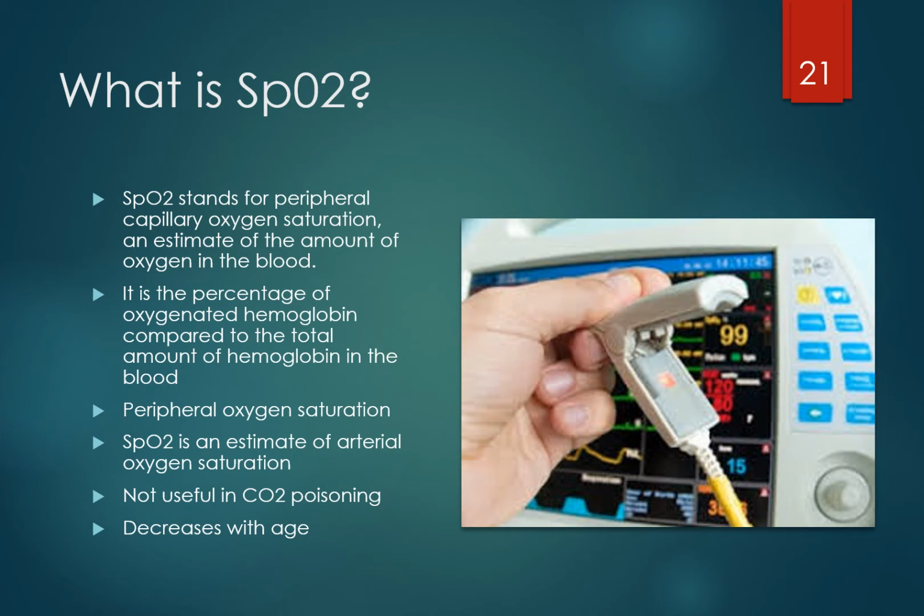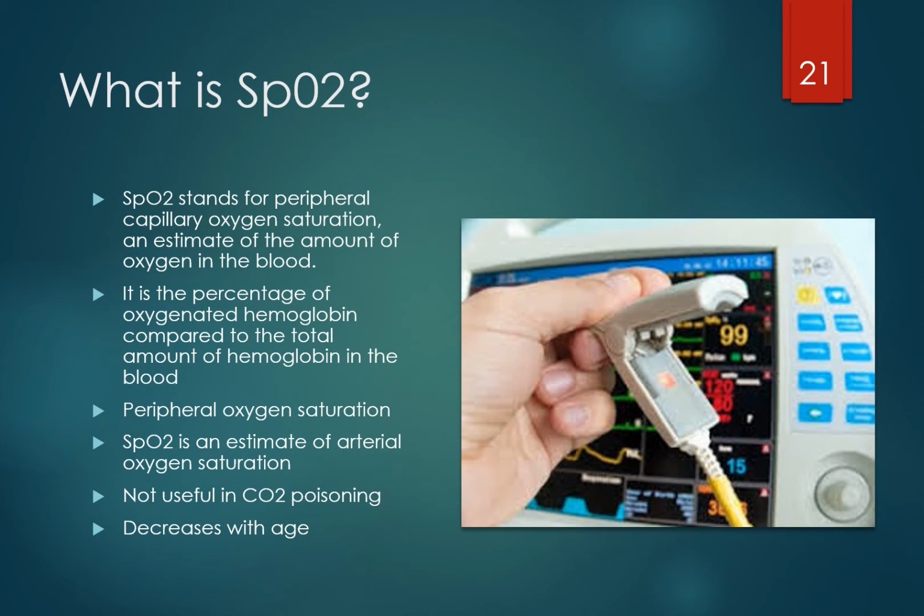Sometimes it's not very useful for a couple of reasons. Number one, if someone has CO2 poisoning, the pulse ox cannot differentiate between oxyhemoglobin and carboxyhemoglobin. As a result, you might get a great value on your pulse ox for the patient. You think they're great, but it's actually carboxyhemoglobin they're measuring, so it's not very good at all. You need a blood gas with that.